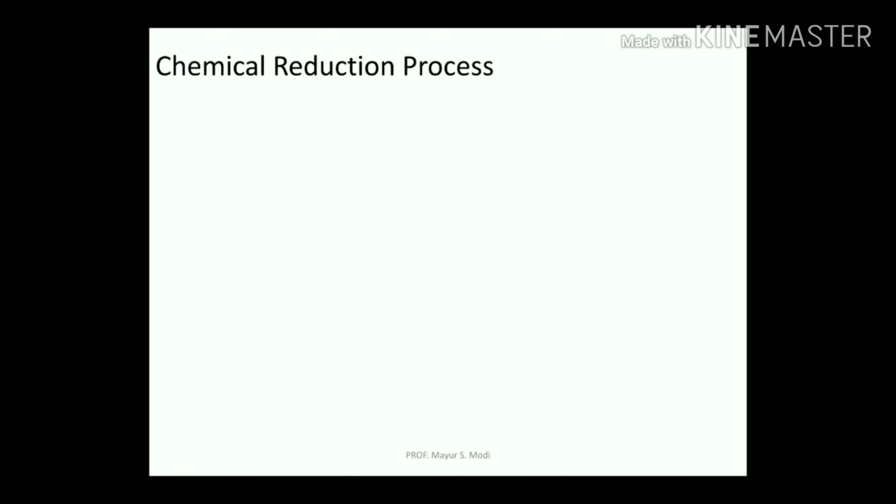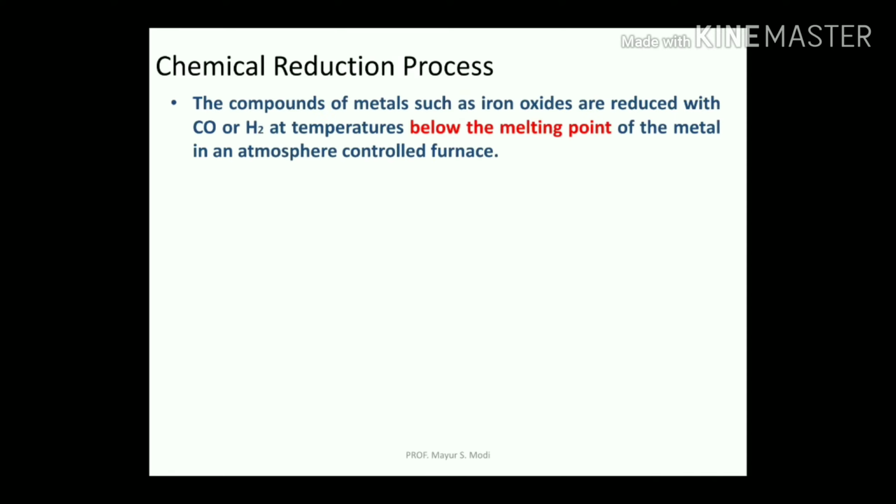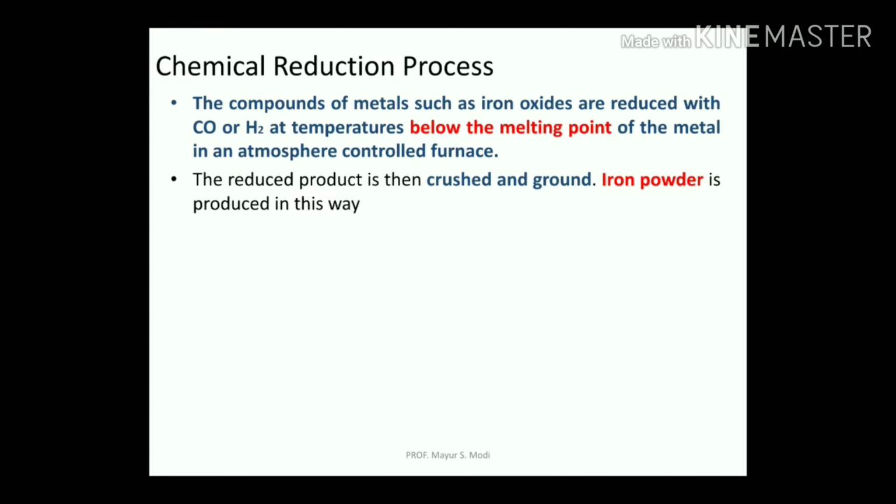Chemical reduction process. Compounds of the metal such as iron oxides are reduced with carbon monoxide or hydrogen at temperatures below the melting point of the metals in an atmosphere controlled furnace. The reduced product is then crushed and ground. Iron powder is produced in this way.